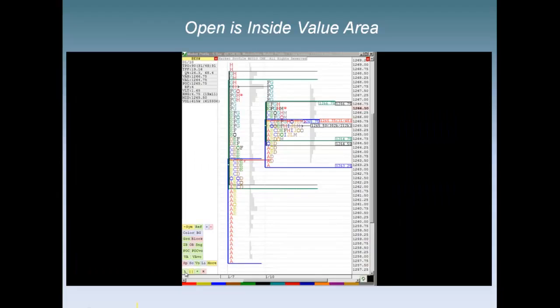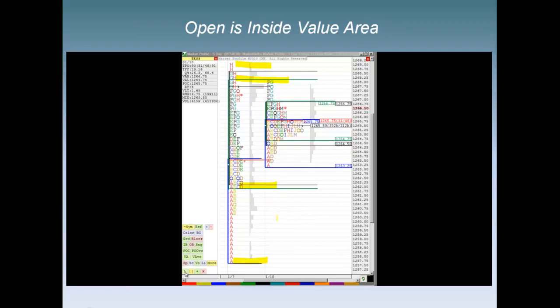All right, now, what if the open, as we saw, is also inside? We talked about being inside the range of the day. We're going to now talk about it being inside the value area. And this makes it more likely that we're going to see a non-trend day when it's both inside the value area as well as inside the full range of the day. Because what it really is telling us is the market did not move away from value. It still is only comfortable in this value range.